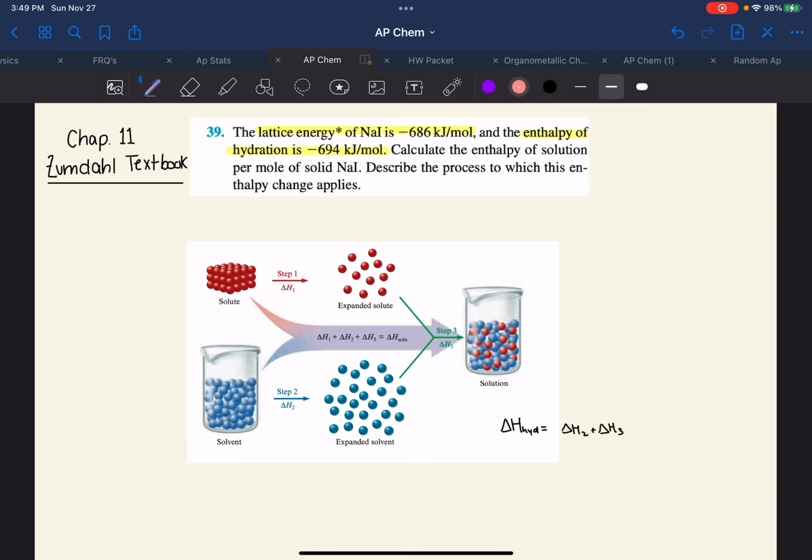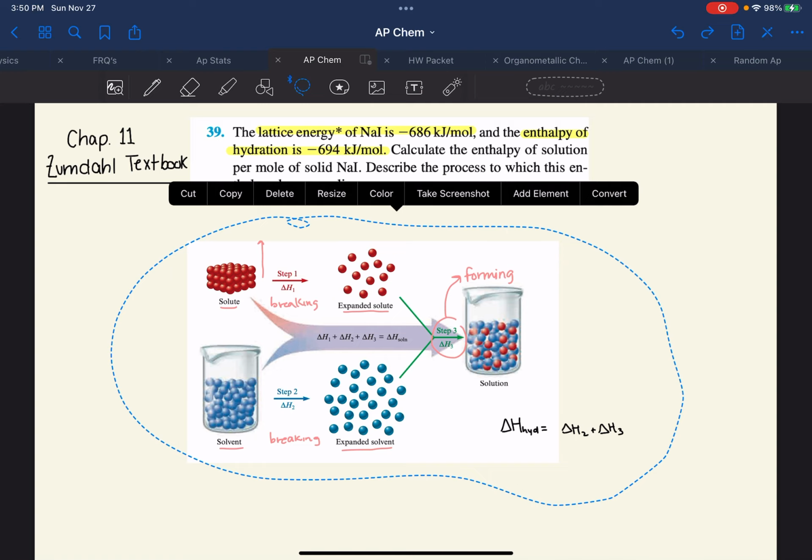And we know that for delta H1, we're increasing in order to expand the solute, right? So we're breaking here, and then once again here you're increasing to expand the solvent. You're breaking, and then in step 3 you're forming. The reason we can combine delta H2 and delta H3 is because you have to account for the expanded solvent in both of these containers, and in order to measure that you would have to use a combination of both. So I just wanted to touch up on this before we get started because you're going to need an idea of this to do this problem.